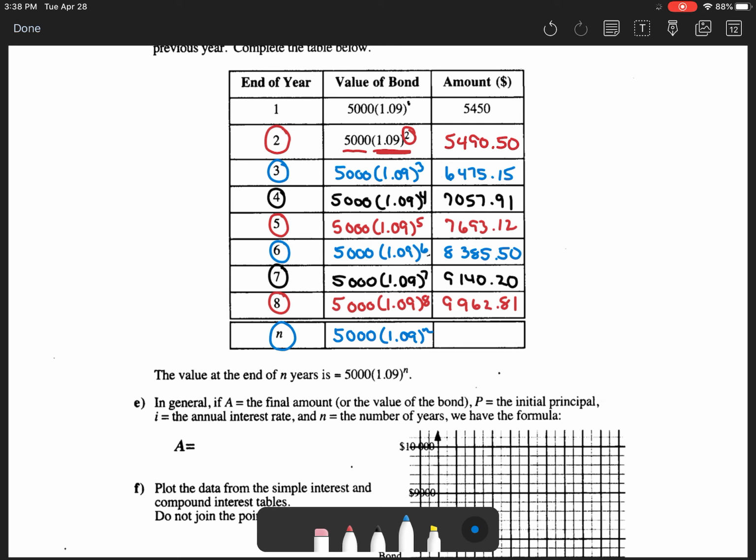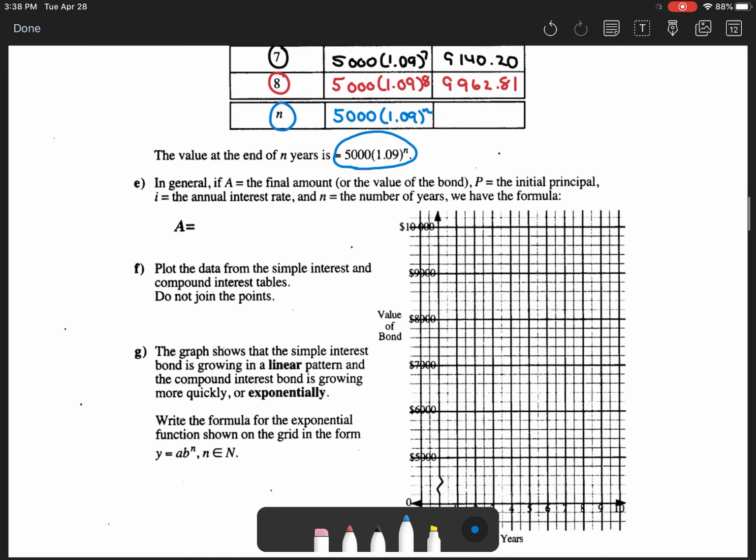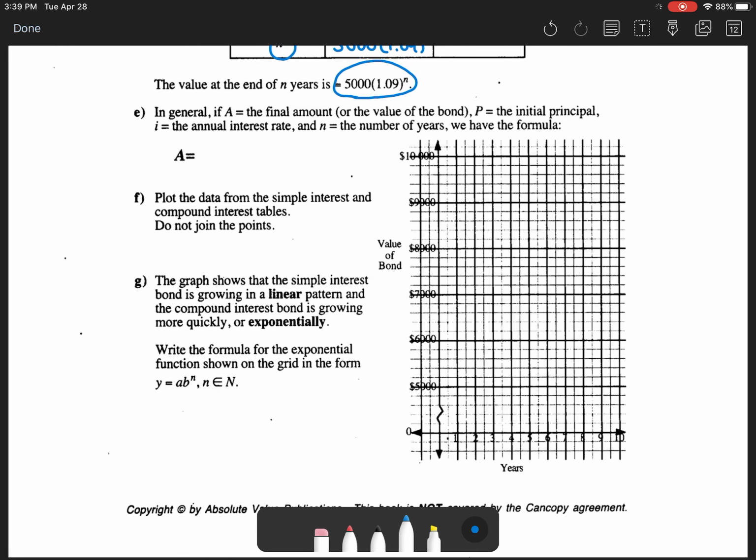81 cents, okay? And then just as a general case, if the year was N, what I would have is 5,000 times 1.09 to the exponent of N. And that's what they write here. The value at the end of N years is that same expression that I just came up with.